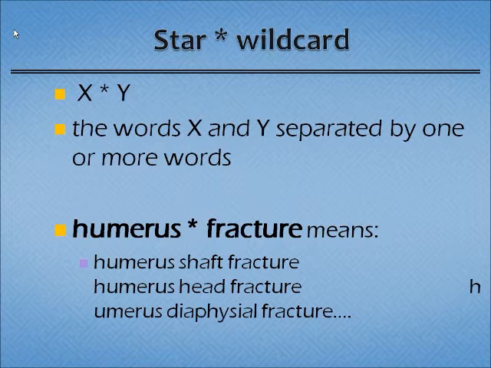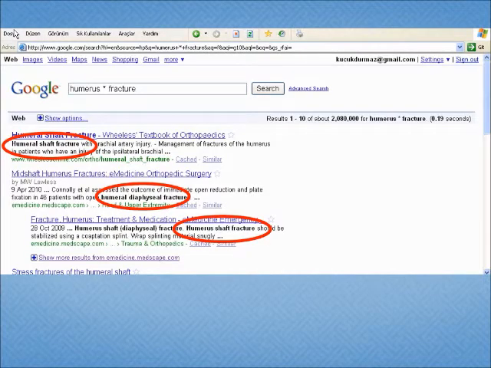Also, if we put a wildcard between 2 words, like here, humerus, wildcard, and fracture. So in this case, humerus shaft fracture, humerus head fracture, or humerus diaphyseal fractures are also included in our search. Like here, if we write, it works in Google also. Humerus, wildcard, fracture, you see the results. Humerus shaft fracture, diaphyseal fracture, shaft fracture, and these kind of results are available in this situation.